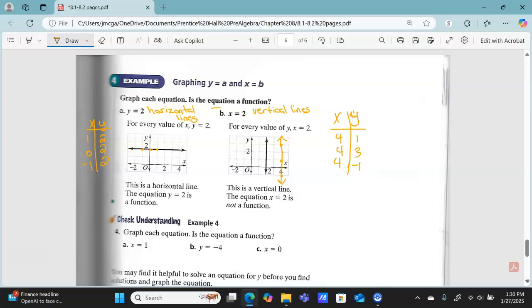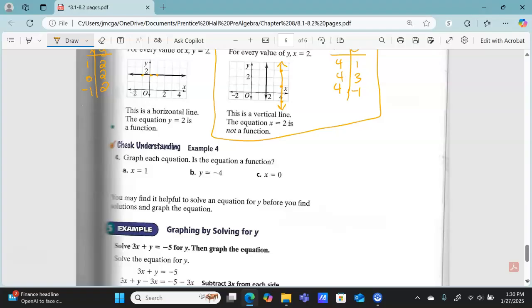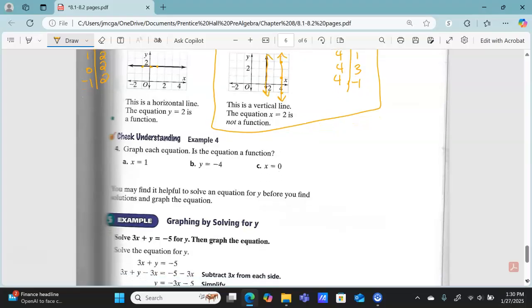By the way, this type of line right here is the only one that is not a function. Every other line is actually a function. It will pass the vertical line test, but this one would not because it is a vertical line. So if I drew a vertical line over it, where is it touching? The whole length of the line.